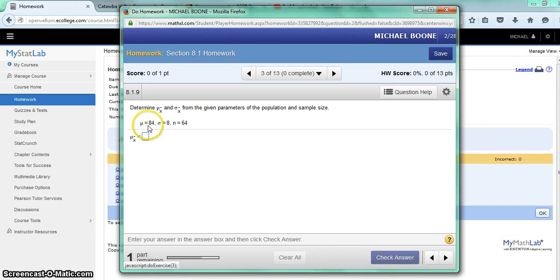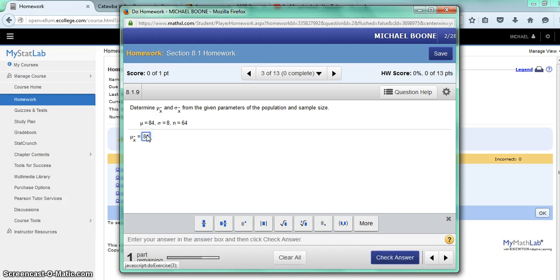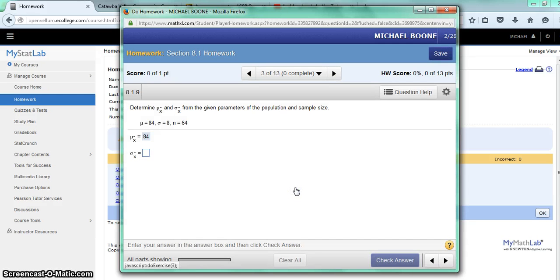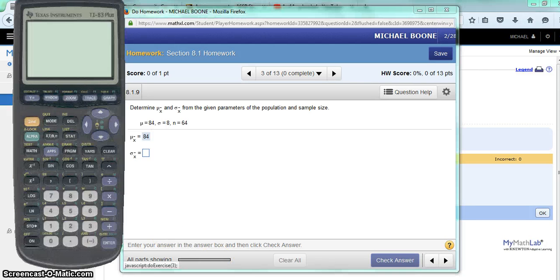Well, hopefully that mean is going to be 84, right? If the population mean is 84, if we take a mean of all of our sample means that we get, we would hope that it's 84 too. Now our standard deviation is going to be different. So the standard error of the mean, there's a formula, it's the population standard deviation divided by the square root of your sample size. So in our case, we're dealing with 8 divided by the square root of 64. So that would give us a 1.